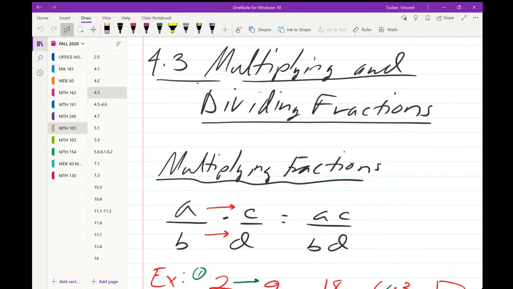All right. So let's look at multiplying and dividing fractions, then call it a day. Never know, might not finish it, but we'll see. Multiplying your fractions. All you do is multiply across. We have a over b times c over d. Multiply across, that would be ac over bd.